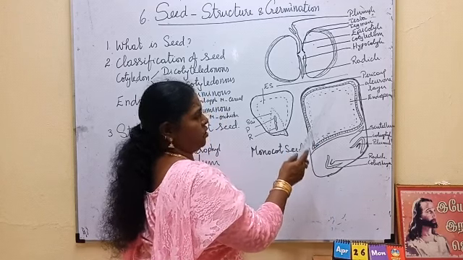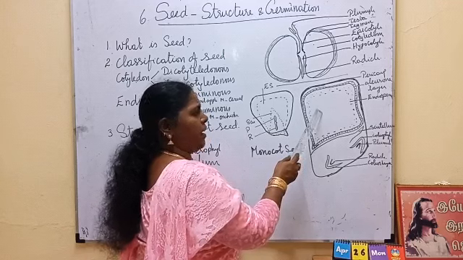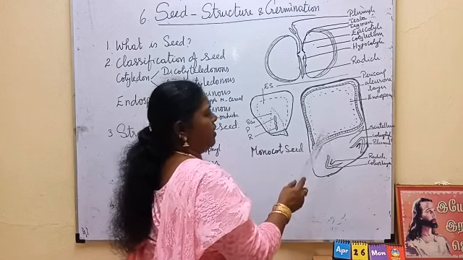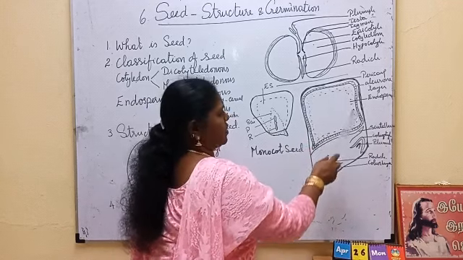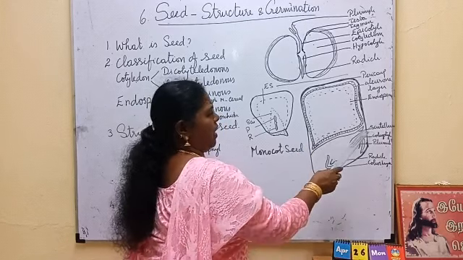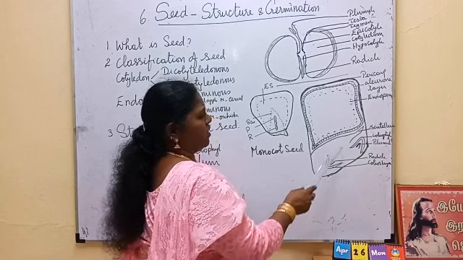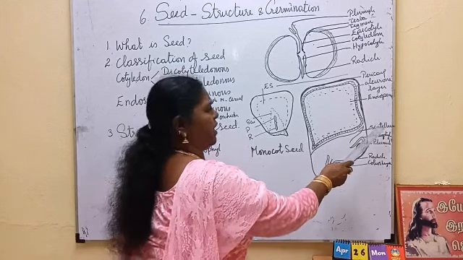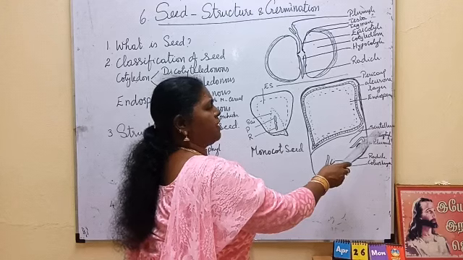The endosperm is the nourishing tissue, so this will come under endospermous seed. The major portion is occupied by endosperm. Then the remaining part is the cotyledon. The cotyledon is nothing but the scutellum. Here the cotyledon is called the scutellum.